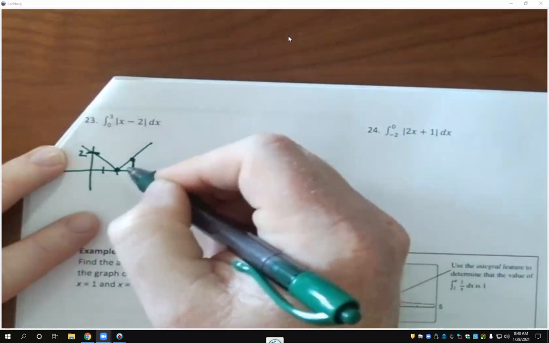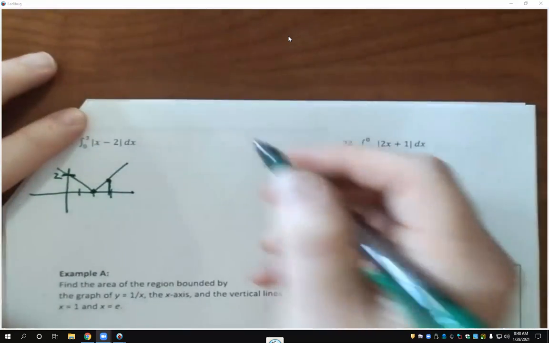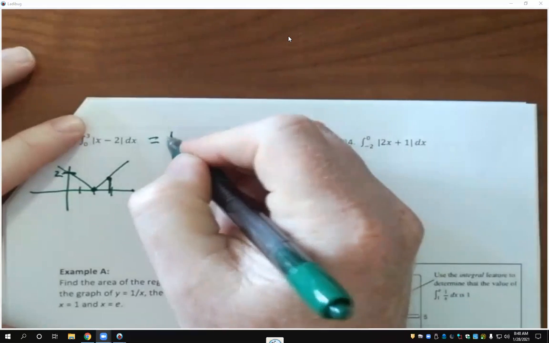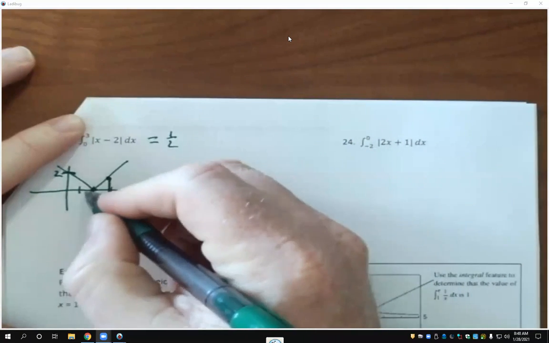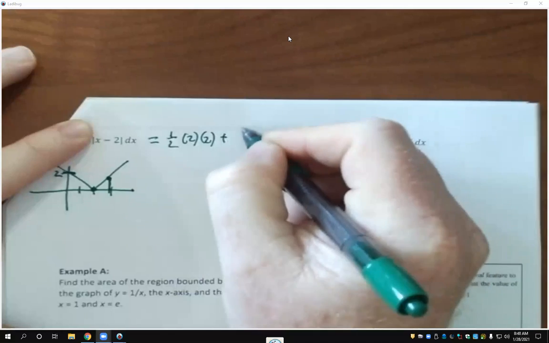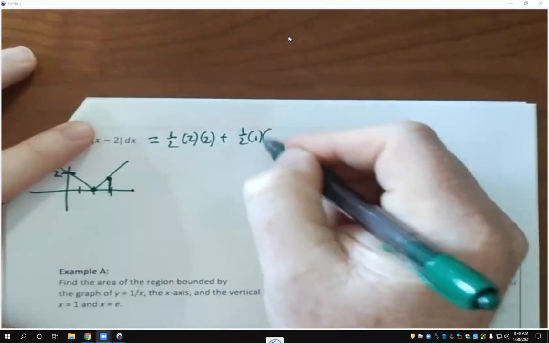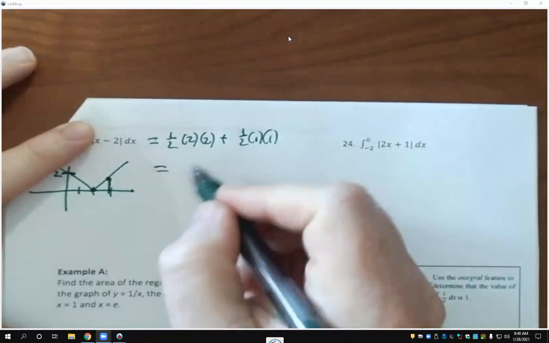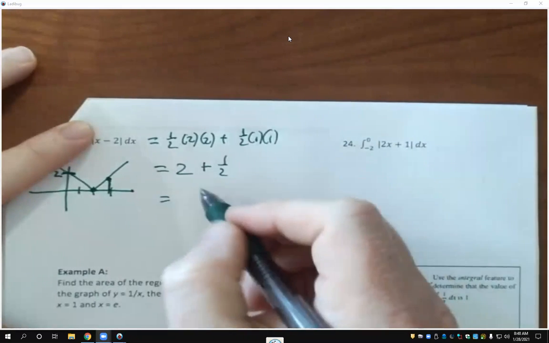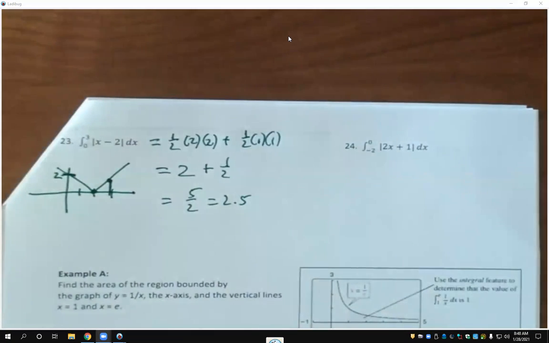So the height of this triangle is 1. The height of this triangle is 2. So we just have 2 triangles there. We're going to add the areas of those 2 triangles up. So the area of this triangle is a base of 2, a height of 2, plus the area of this triangle is a base of 1, a height of 1. So that gives me 2 plus 1/2, which is 5 halves, or 2.5. Either one of those works.